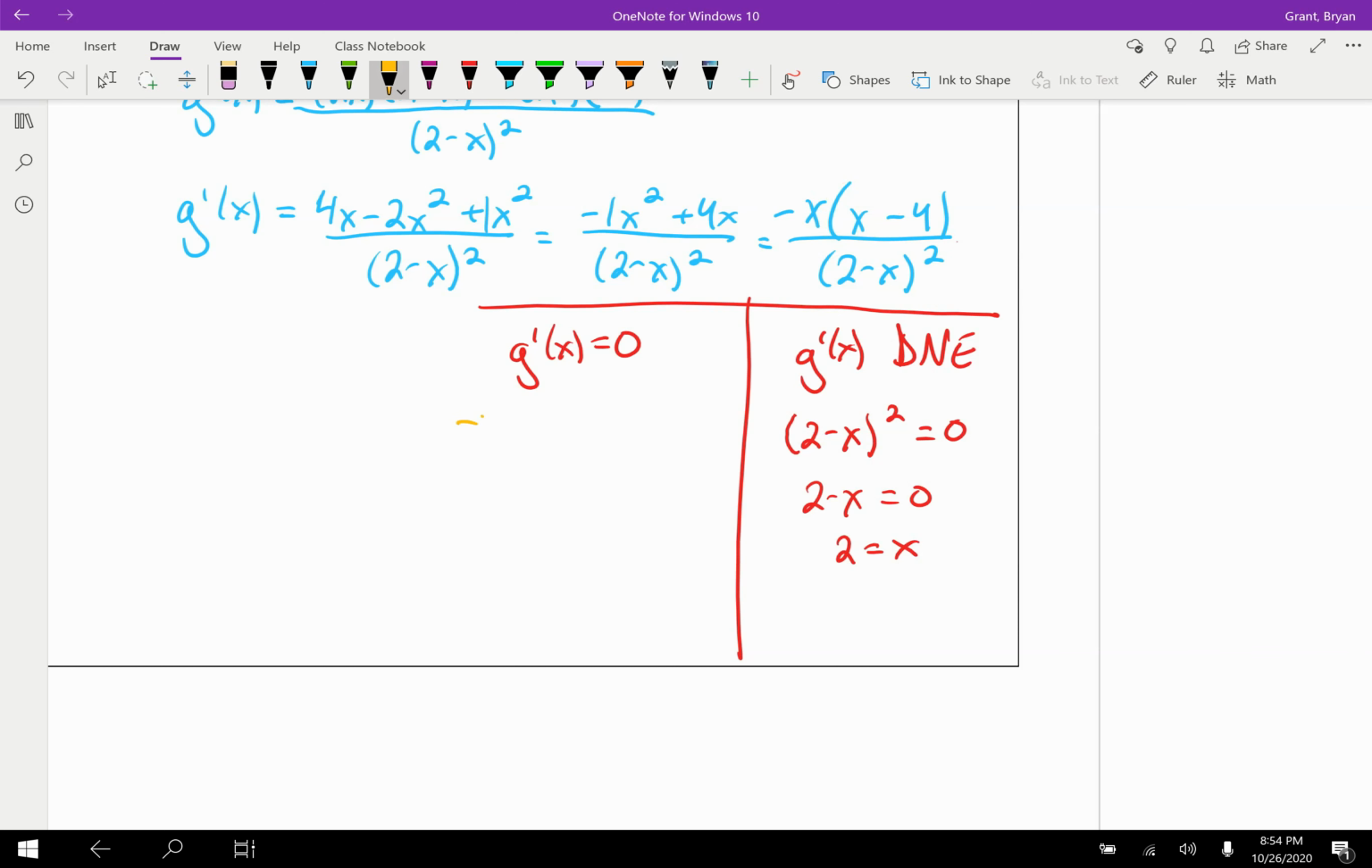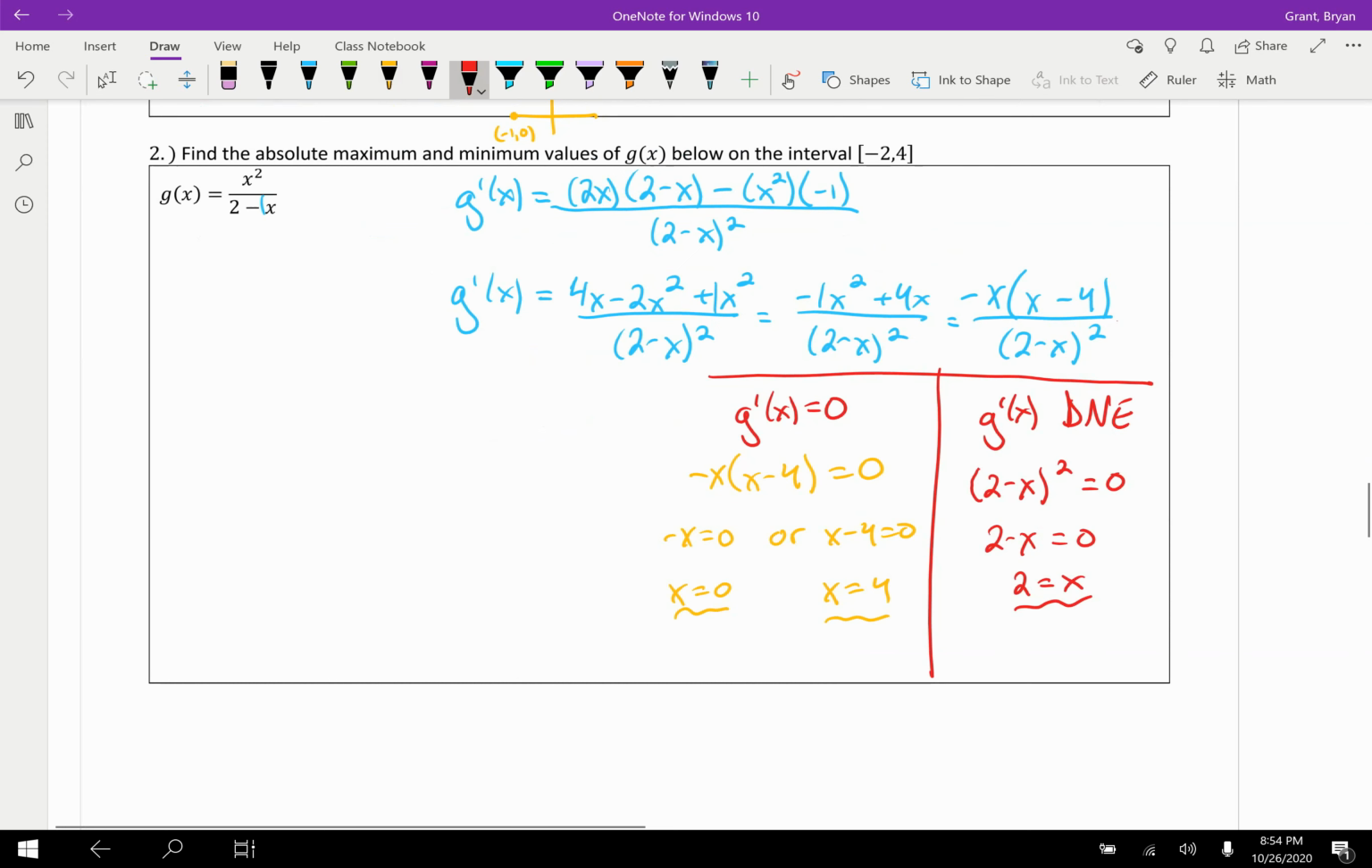So all I'm going to do here is set the numerator, which is already wonderfully factored for us, equal to 0. And then we just have negative x equals 0, or x minus 4 equals 0. So we end up with x equals 0, or x equals 4. All right, so it looks like we have 3 critical points. Let's go ahead and set up that candidates test. All right, and I'll maybe box that off.